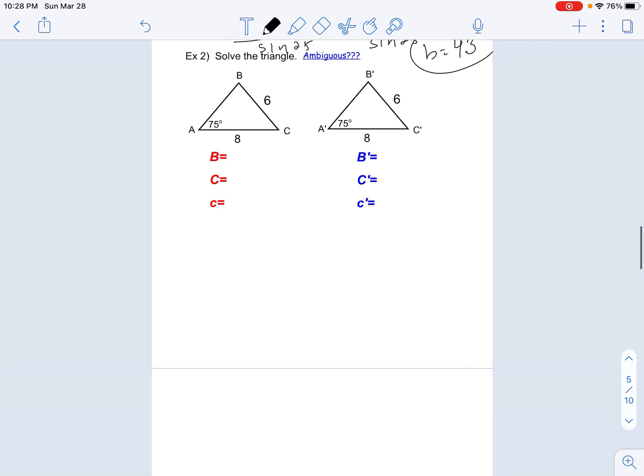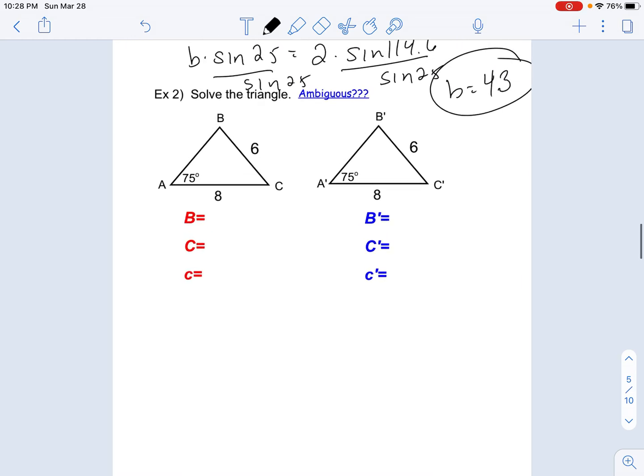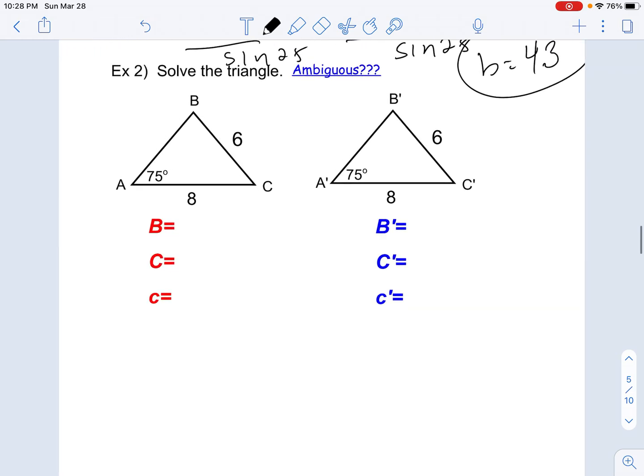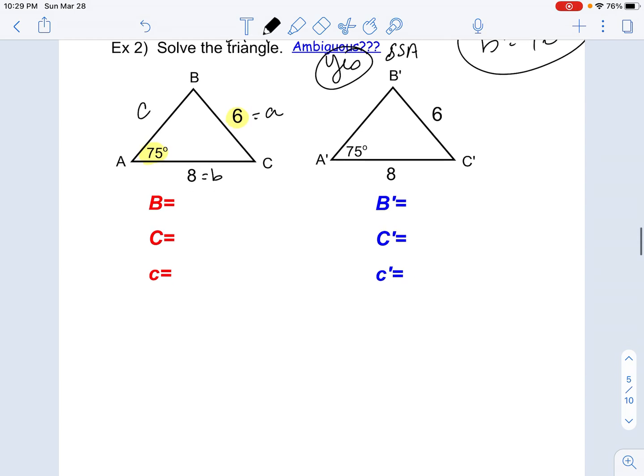All right, so let's take a look at another one. All right, do we have a second triangle here? So far all we have is 75 degrees, and we have two sides. So yes, we have side-side-angle. So yes, this could be ambiguous, so we do have to try for that second triangle. Okay, again, my full fraction here is sine of A over A. So this side is A. Straight across from B is B. We don't know anything about angle C or side C.